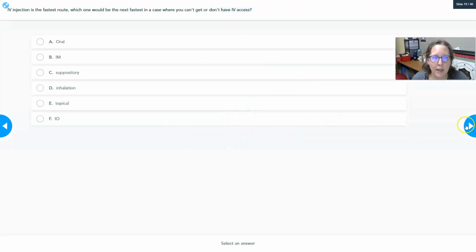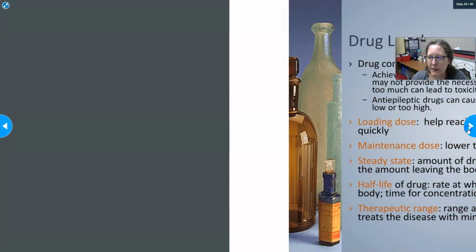Okay, so if IV injection is the fastest route, then which one do you think is the next fastest? Which, again, I just mentioned, so we have different choices here. You can think about that.